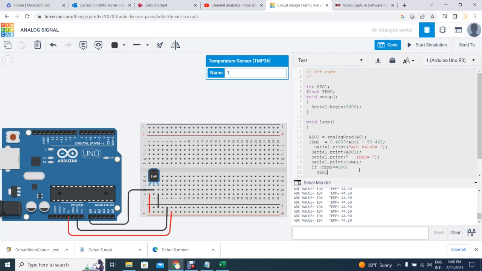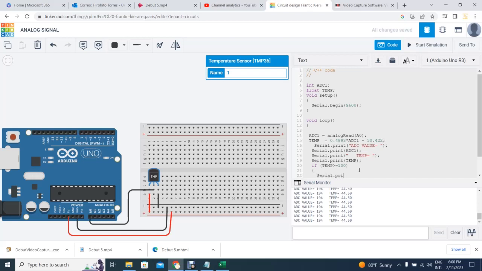So Serial, let's open first here one of these, and let's say Serial.print. And since this is going to be the last one, we're going to use Serial.println, and that's the comment. The println carries it. There we go, and this is the comment. So we're going to write here temperature temp, or let's see, temp too high.